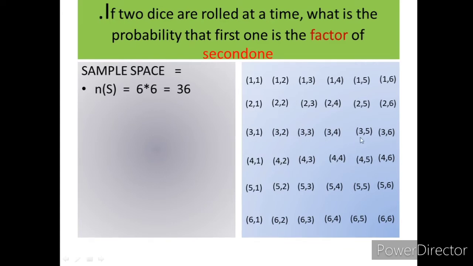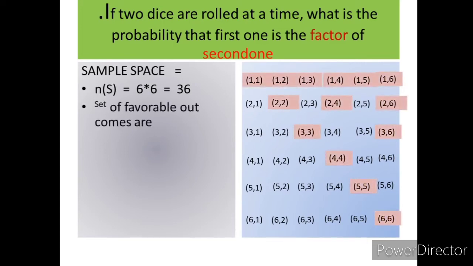For example, suppose 2 comma 6. Here what is the first one? 2. What is the second one? 6. Does 2 divide 6 or not? Yes, clearly 2 divides 6. That's why 2 comma 6 is our favorable outcome. If you take 4 comma 4, what is the first one? 4. What is the second one? 4. Does the first 4 divide the second 4? Exactly, clearly the first one divides the second one. So that's why the first one is a factor. Can you identify all such ordered pairs?